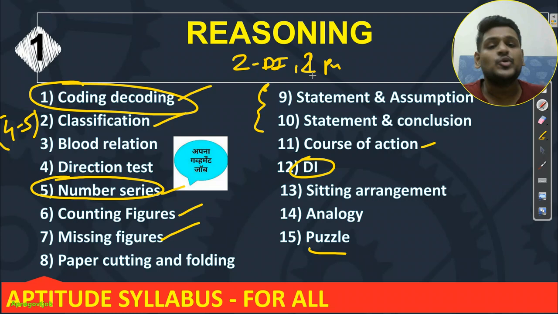But 2 DI and 2 puzzles, for now, just for our convenience, we are thinking. Okay, and analogy is there, definitely, and good questions are framed from analogy also. But in the Telegram PDF, lots of questions you can solve from analogy, coding-decoding, and number series. Now for coding-decoding, number series, and analogy, lots of practice is required, of months.